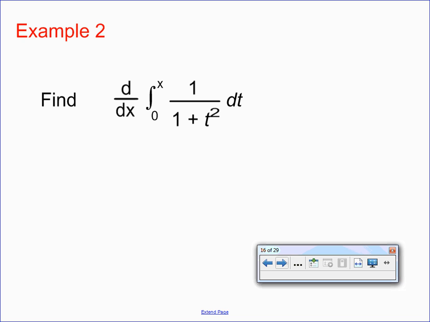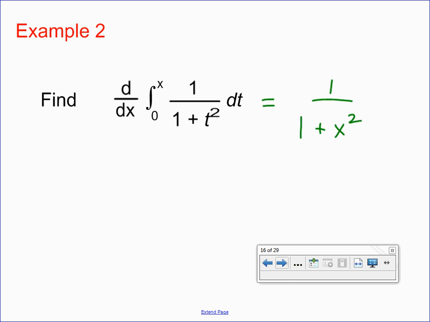And so I could do this the short way simply by rewriting my integrand function, except everywhere I see a t, I'm not going to put a t. What am I going to put? I'm going to put an x. So the derivative of that integral defined expression is just going to be 1 over 1 plus x squared. It's that easy.